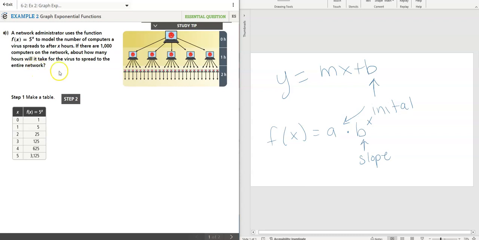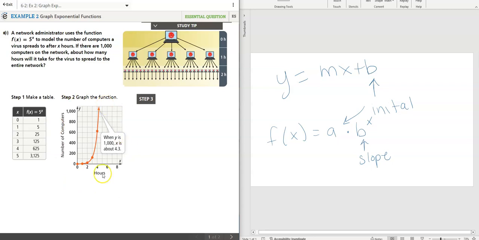If there are 1,000 computers on the network, about how many hours will it take for the virus to spread to the entire network? So in order to solve a problem like this, you're going to start by making a table. Okay, kind of like our H table that I made over here, but we just have our X, and then you've got your formula here with your answer. You could make it H if you want to just throw in your work here and then add your answers to the right side. That's fine. The next thing you're going to do is graph that function. Okay, and you're going to use that graph to figure out that when y is 1,000, x is approximately 4.3.